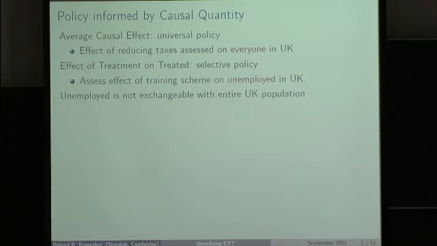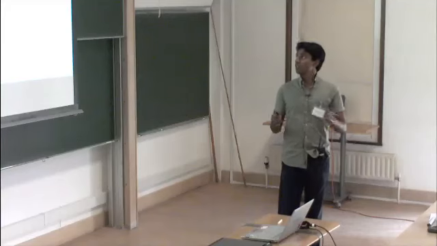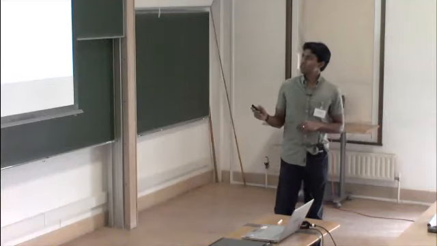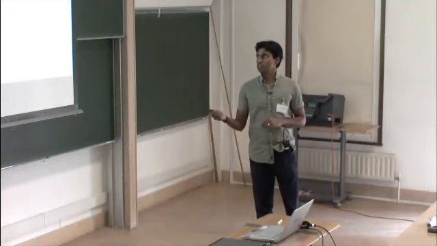So for example, we want to implement some training scheme to give skills to the unemployed in the UK. You're not going to assess this on the entire UK, because the people that you actually give the training to would vary on socio-economic factors and wealth and other things as well. Usually the unemployed are not exchangeable with the entire UK population, so the average causal effect and the effect of treatment on the treated are not usually the same, and you can't use them for each policy to assess the various policies.